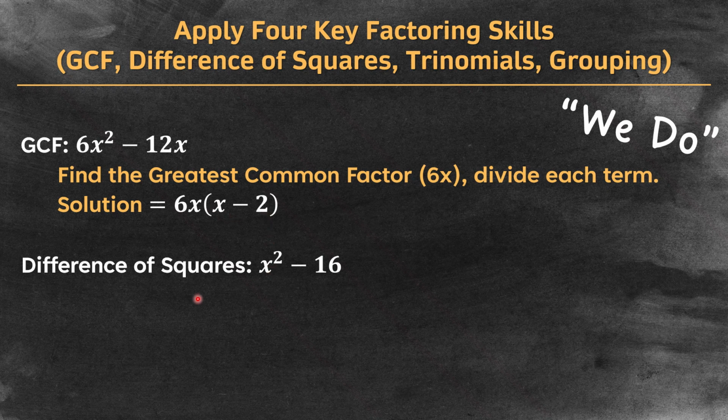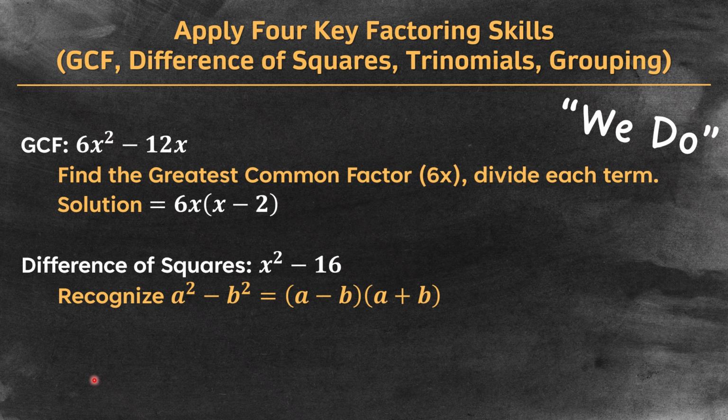The second one, why is this a difference of squares? Because 16 is not, oh, it is. It is a perfect square. You recognize the a squared minus b squared pattern? So we have x squared minus 4 squared. So my a is x, b is 4. So we use a minus b, a plus b: x minus 4, x plus 4. Take note of this slide.